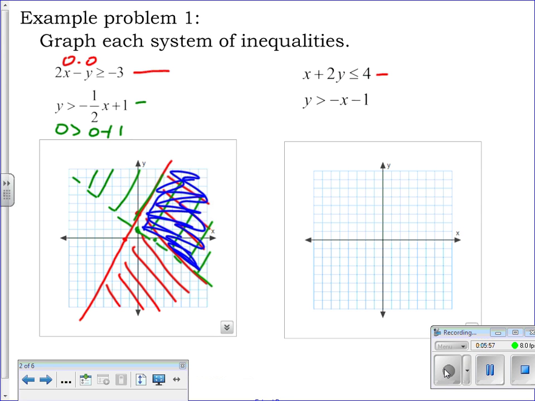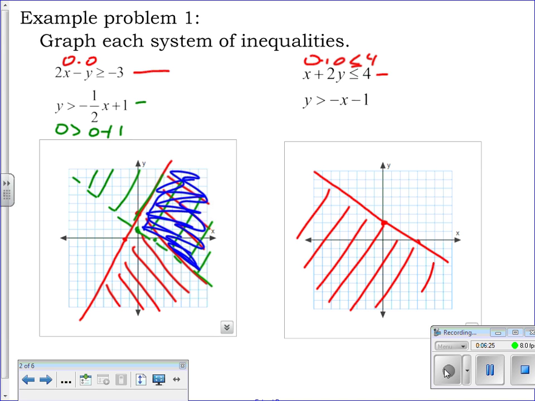So I have my y-intercept is 2. 2y equals 4, y-intercept is 2. I let y be 0. My x-intercept is 4. 1, 2, 3, 4. I have a solid line on this one. I test the origin: 0 plus 0 less than 4. Yep, 0 is less than 4. So it's everything here.